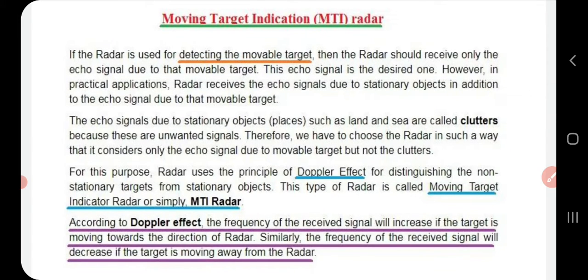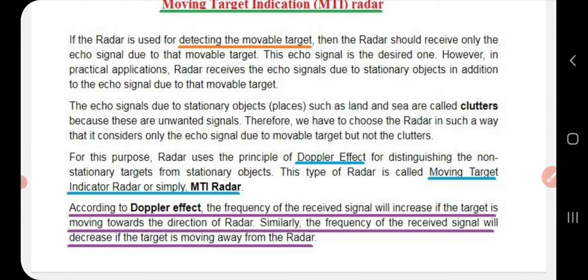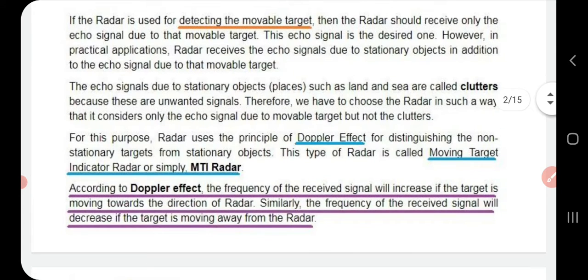Now, as the name suggests, if the radar is used for detecting a movable target, then the radar should receive only the echo signal due to that movable target. Why? Because this echo signal is the desired one. However, in most practical applications, radar receives echo signals due to stationary objects also, in addition to the echo signal due to the movable target. Those echo signals that you receive from stationary objects such as land and sea are called clutter, and these are just unwanted signals.